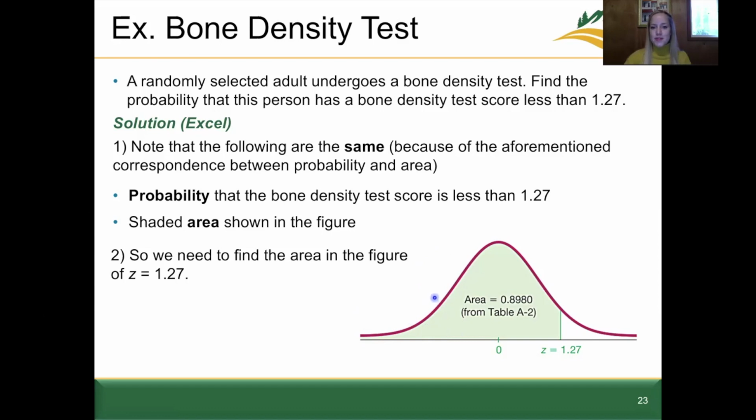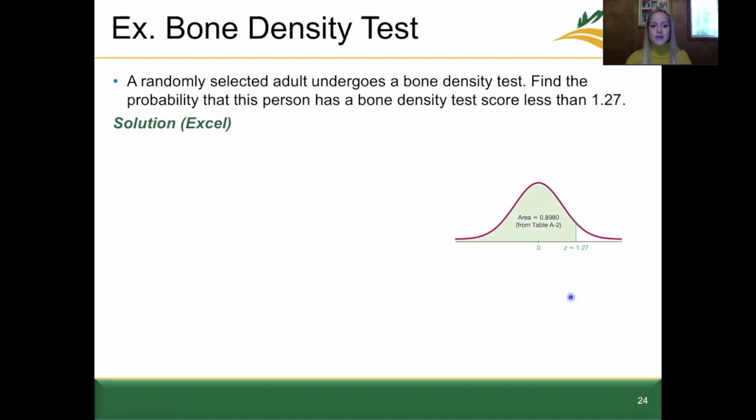However, this is a more straightforward example because we're asked for the probability that a person has a bone density test score less than 1.27. So the way this question is worded matches with how we normally talk about this, the cumulative area to the left. We'll do an example later on where we'll find the area that's greater than a certain z-score, and we'll talk about how to approach that.